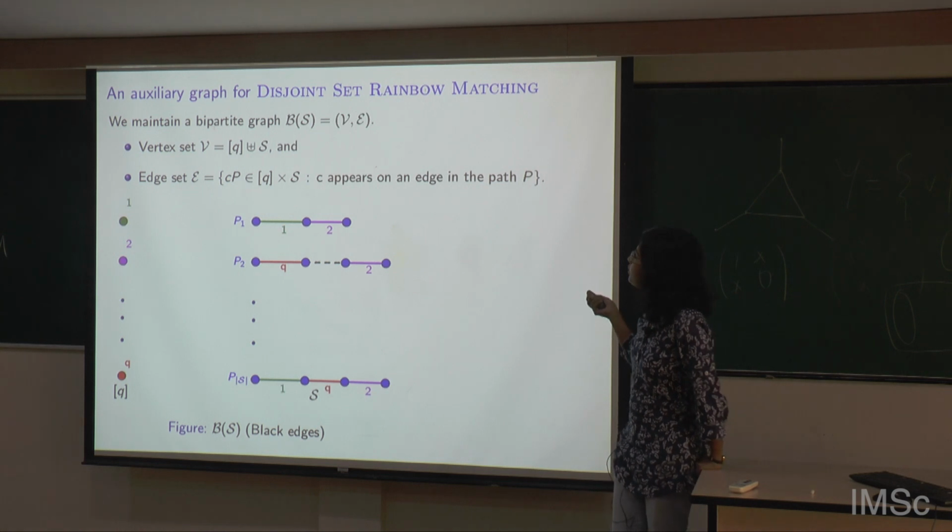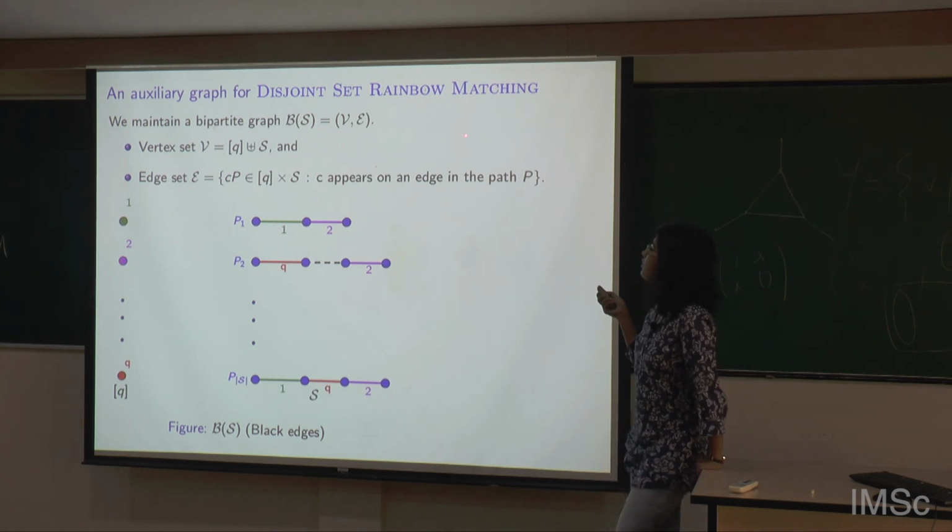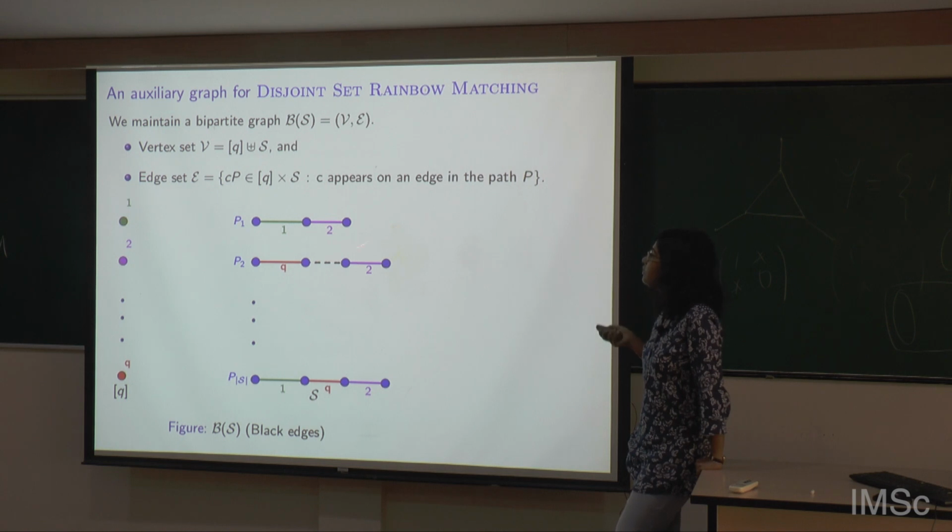Before that, we give this auxiliary graph for disjoint set rainbow matching. Given an input of disjoint set rainbow matching, we create this auxiliary bipartite graph. How is this created? We have vertices for the color classes, colors 1 to q, and we have these paths. One partition of the bipartite graph is the colors 1 to q. Another partition is the paths p1 to p mod s, and we put an edge between a color and a path if this color appears on this path.